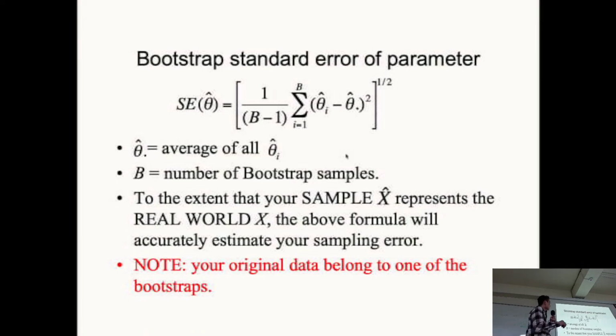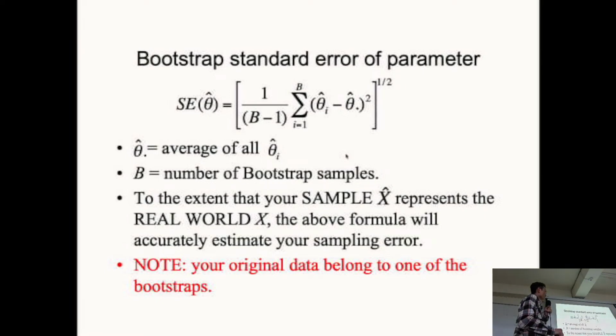So the bootstrap standard error of any parameter, let's just say this is the mean. For example, the standard error of the mean is that, where theta i hat is your bootstrap sample mean. You can do that many times, B times, the bootstrap sample mean. And what is theta dot hat? Theta dot hat is the average of all theta i hat. And then you have to decide how many times, so usually 1,000 times, 10,000 times. Larger is good, but the larger needs more computation time, of course.